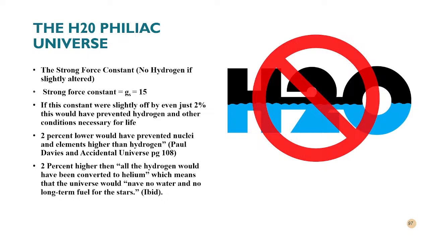And Paul Davies, in The Accidental Universe, states that if this constant were just 2% lower, it would have prevented nuclei and elements higher than hydrogen. If it was 2% higher, then all the hydrogen would have been converted to helium, which means that the universe would have no water, and no long-term fuel for the stars.